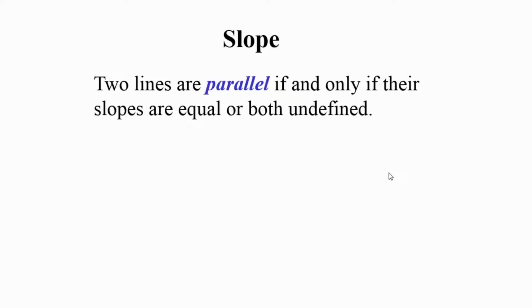Defining what parallel lines are. Two lines would be parallel if their slopes are the same. Two lines would be parallel if and only if their slopes are equal or both are undefined. Okay? So two lines can be straight vertical or completely horizontal, and that can be parallel too, right?